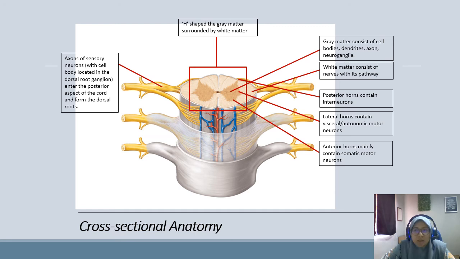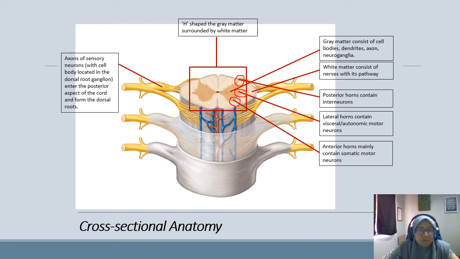And then dia ada horns, macam tanduk. Ada 3 horns kat sini. Here are the posterior horns, belakang. Posterior horns contain interneurons. Lateral horns, tepi, contain visceral or autonomic motor neurons, while for anterior horns, ni horns yang bahagian depan, anterior depan, mainly contain somatic motor neurons.